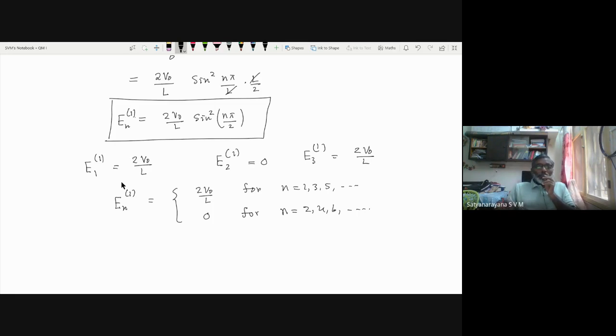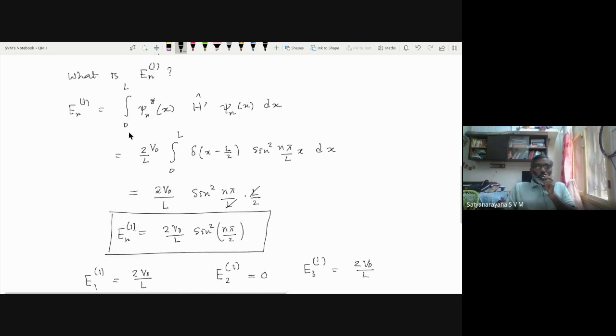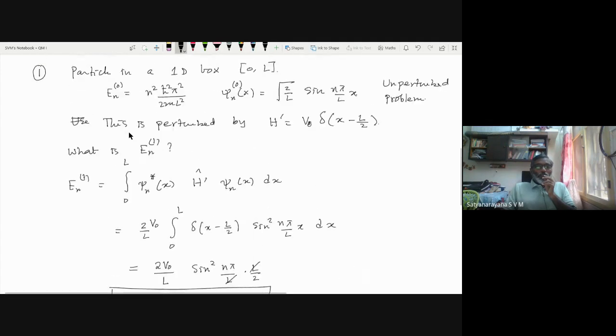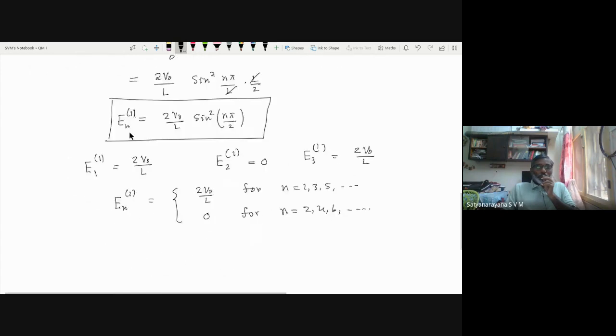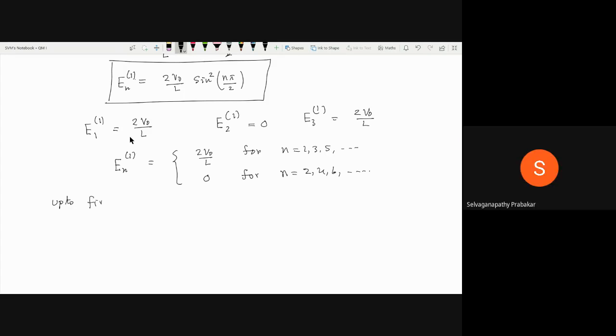Okay. So this is something which we have calculated. Now you can ask what are going to be the wave functions, that is, the correction to the wave function. So what will be the energy? So up to first order.